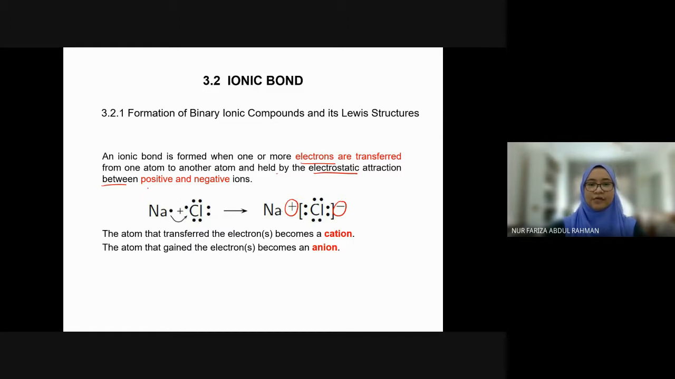So this atom will form positive and negative ions, and they are held by electrostatic attraction. The one that transferred the electron will become a cation. The one that lost electron will be known as a cation. Conversely, chlorine, the one that gains electron, will become the anion.